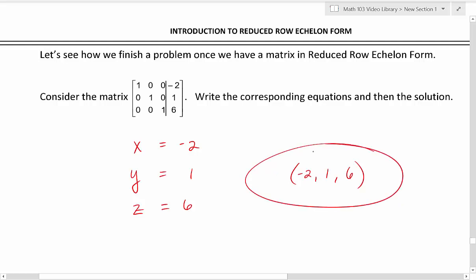So there's kind of pros and cons to whether you're going to use row echelon form or reduced row echelon form. It's a lot less work, a lot fewer row operations, to get a matrix in row echelon form, but it requires more work at the end because you have to back substitute. With reduced row echelon form, it takes a lot more row operations, more work to get it into that reduced form. However, there's no back substitution at the end. Your answers are just given.